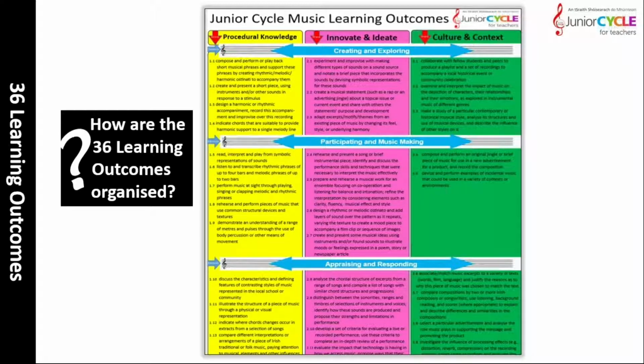This numbering is intended to support teacher planning in the first instance and does not imply any hierarchy of importance across the outcomes themselves, nor does it suggest an order in which the learning outcomes should be developed in class. So let's take a closer look at each of these 3 strands.